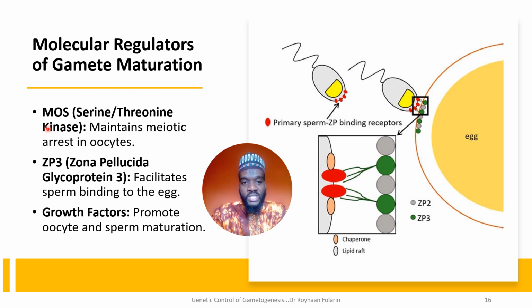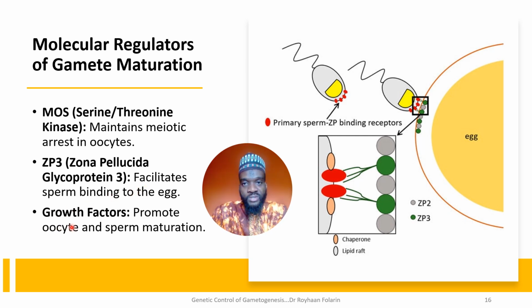For example, the MOS, which is the serine/threonine kinase. It ensures meiotic arrest in oocytes until ovulation. So it actually stands for mitogen-activated serine/threonine kinase, MOS. We also have the ZP3, that's zona pellucida glycoprotein 3, which is a critical zona pellucida protein that is involved in sperm-egg binding during fertilization.